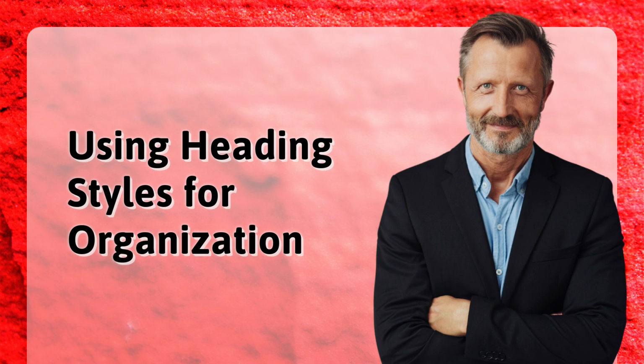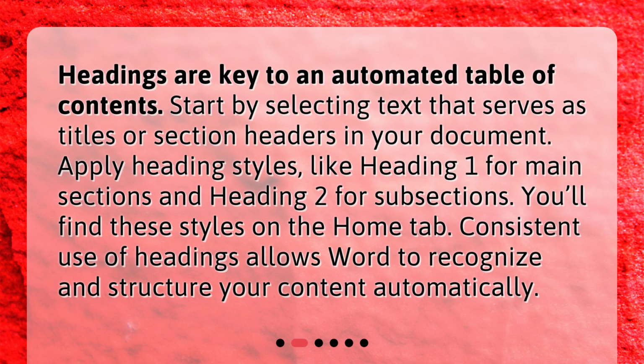Using heading styles for organization. The first heading is key to an automated table of contents. Start by selecting text that serves as titles or section headers. Apply Heading 1 for main sections and Heading 2 for subsections. You'll find these styles on the Home tab. Consistent use of headings allows Word to recognize and structure your content automatically.